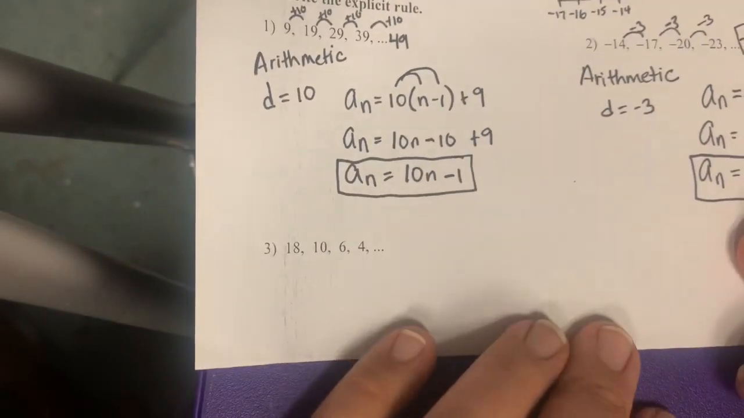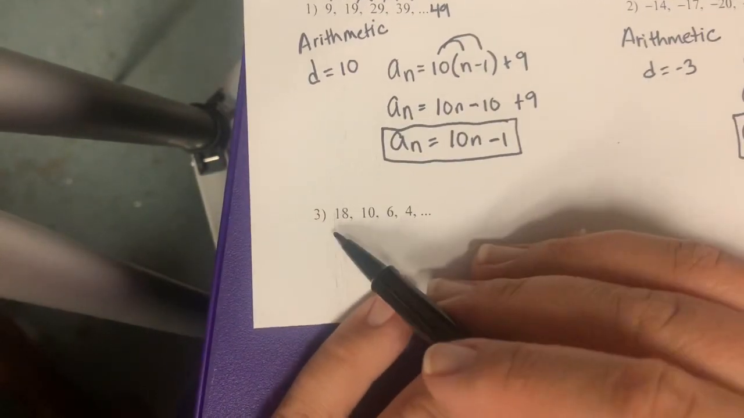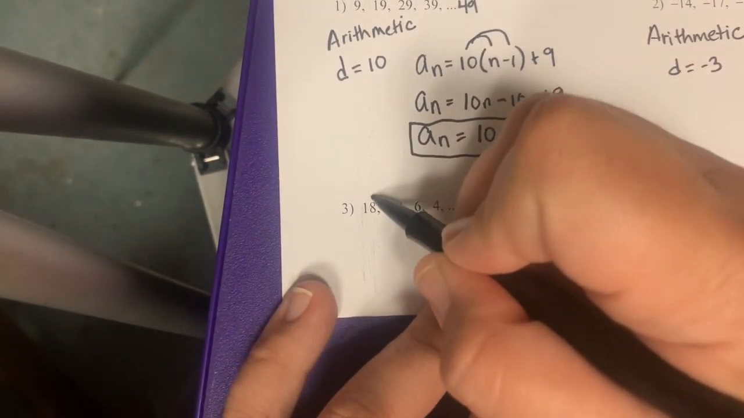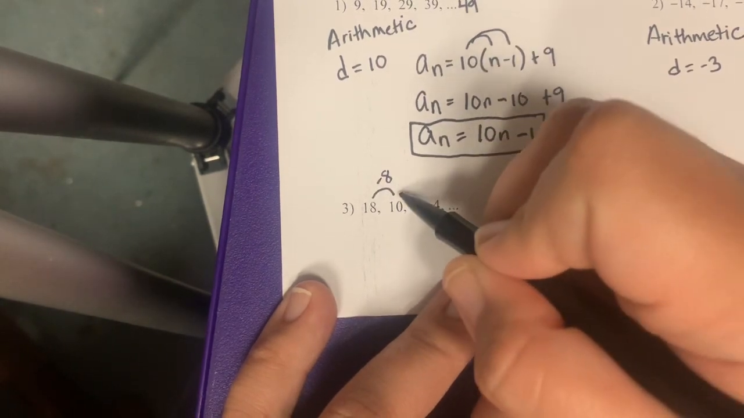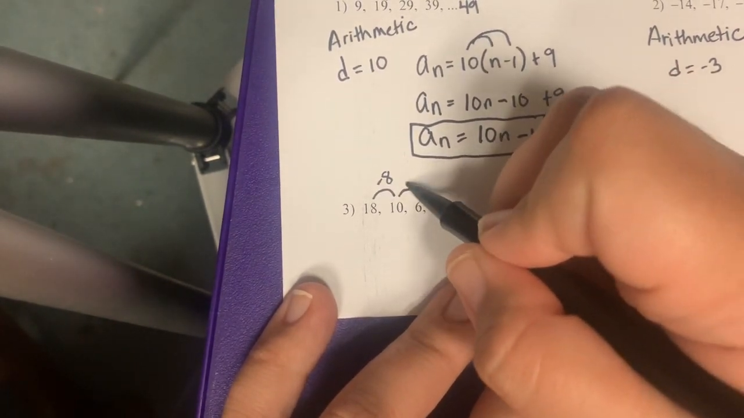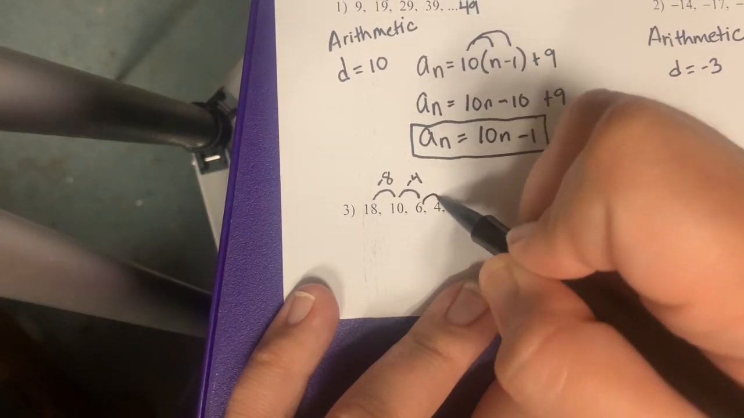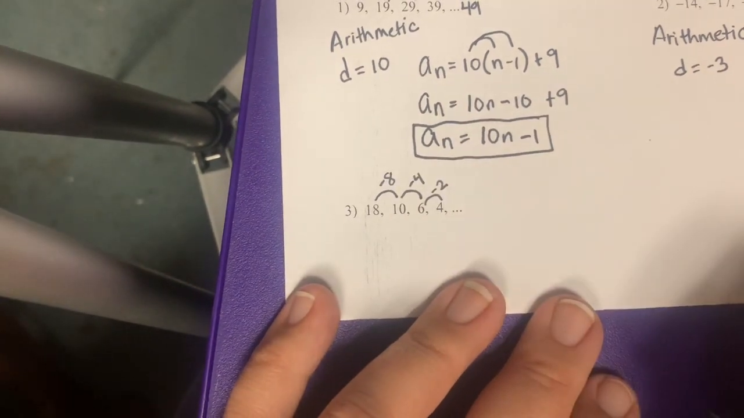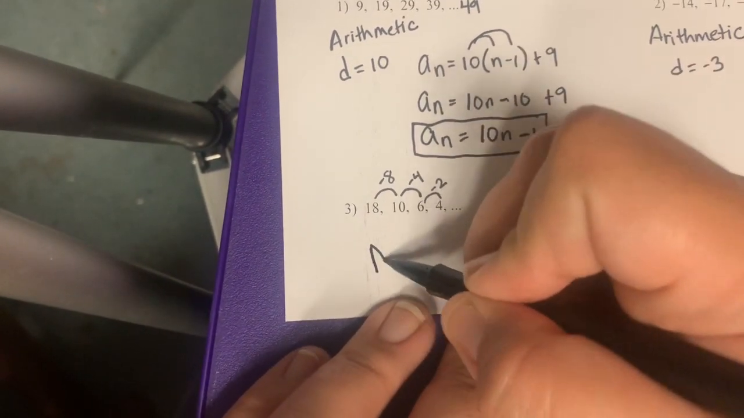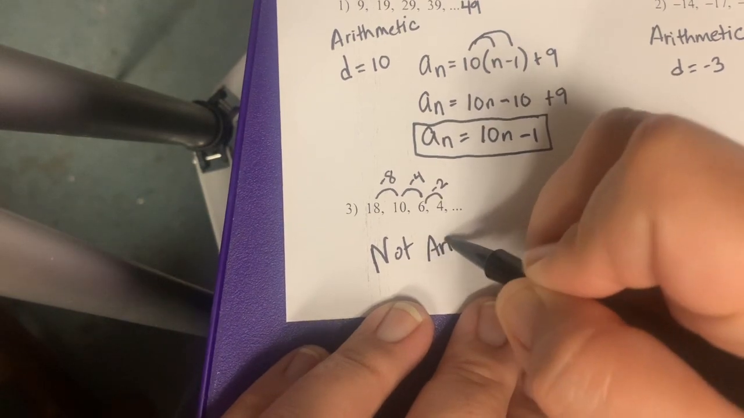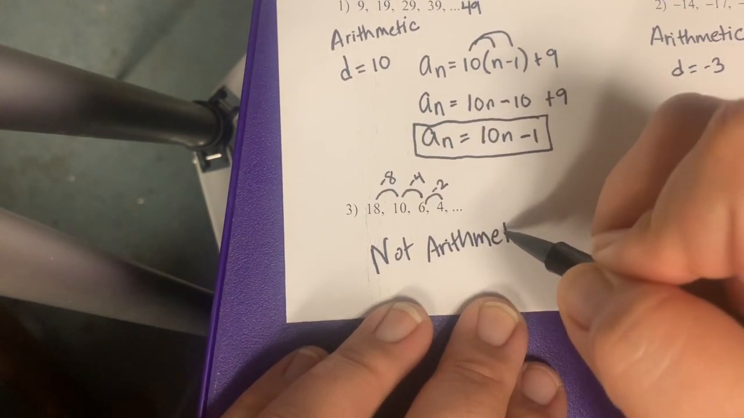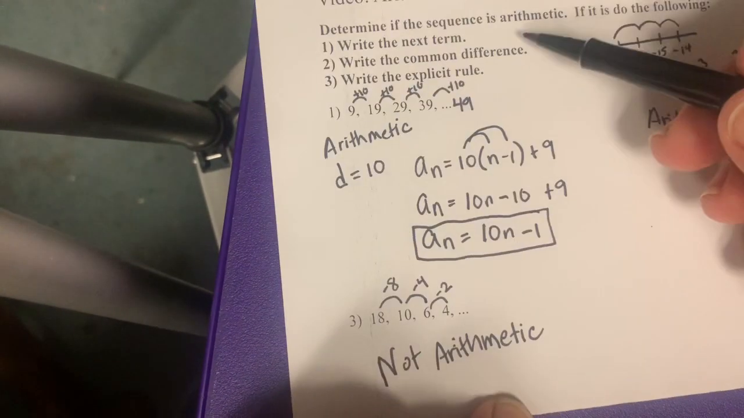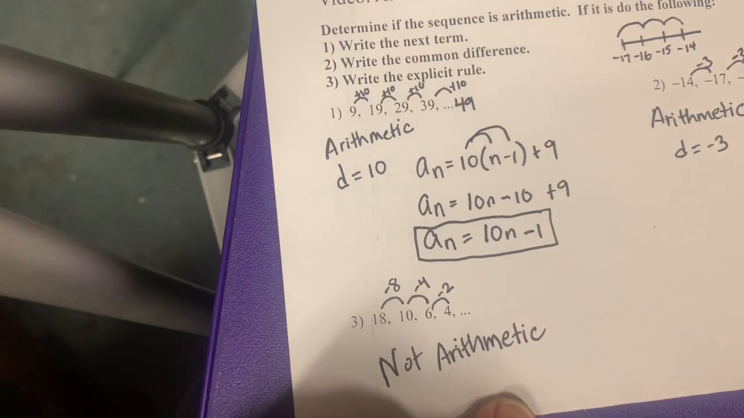All right, last one. 18, 10, 6, 4. So it's going down. 18 to 10 is going down by 8. 10 to 6 is only going down by 4. 6 to 4 is only going down by 2. So it is subtracting every time, but it is not subtracting the same number. So that means it is not arithmetic. There's no common difference. The differences are actually different each time. So I'm going to write not arithmetic, and now I don't have to do any of these things because these only work for things that are arithmetic.